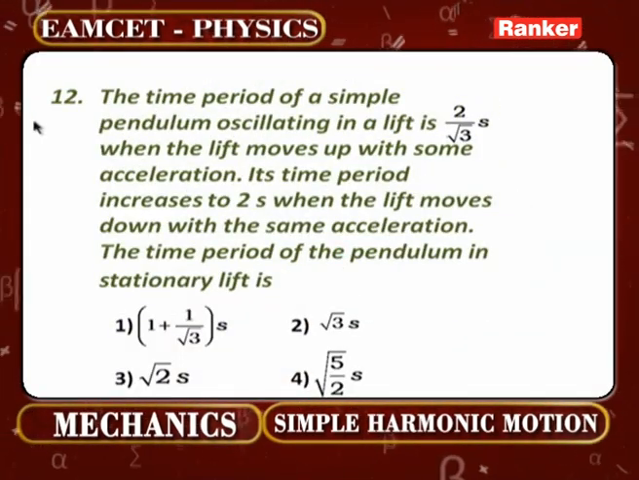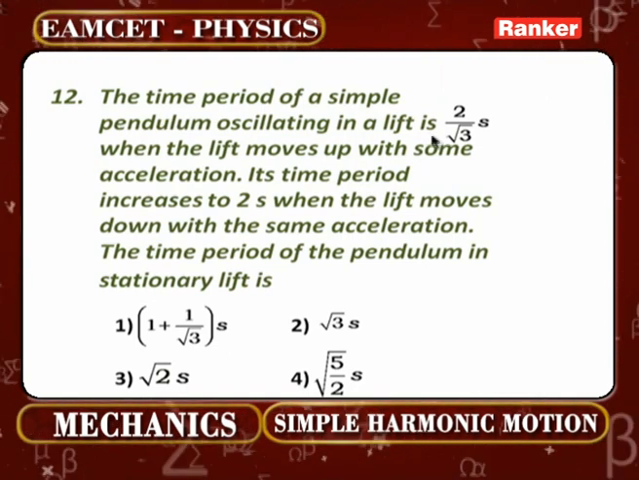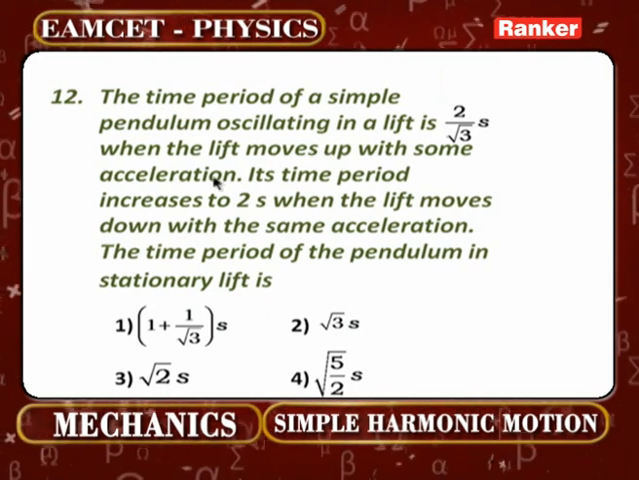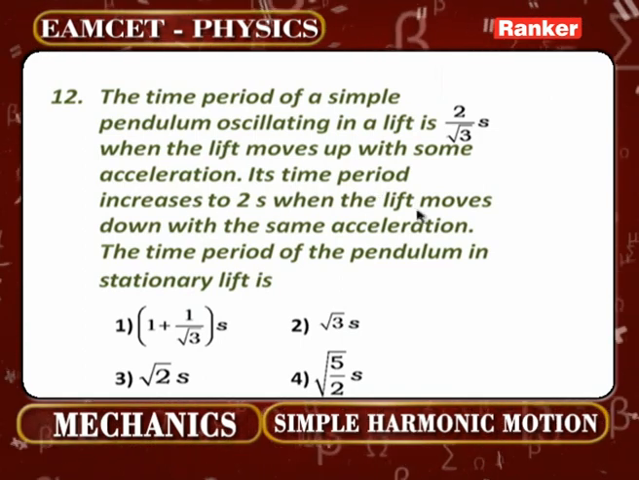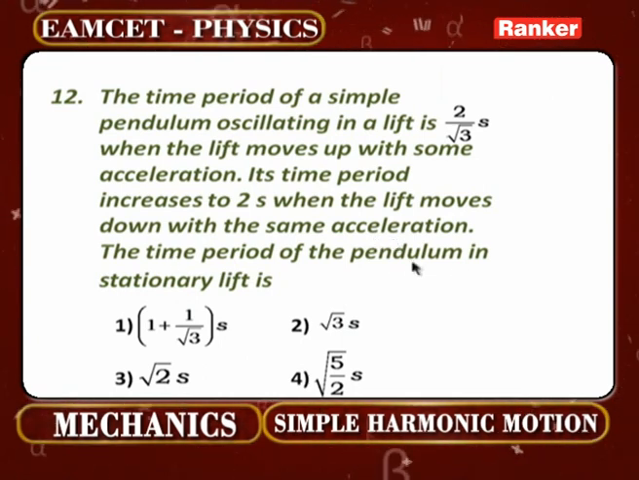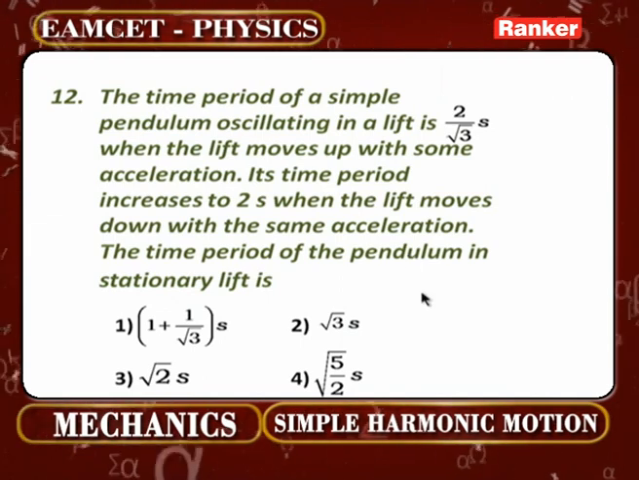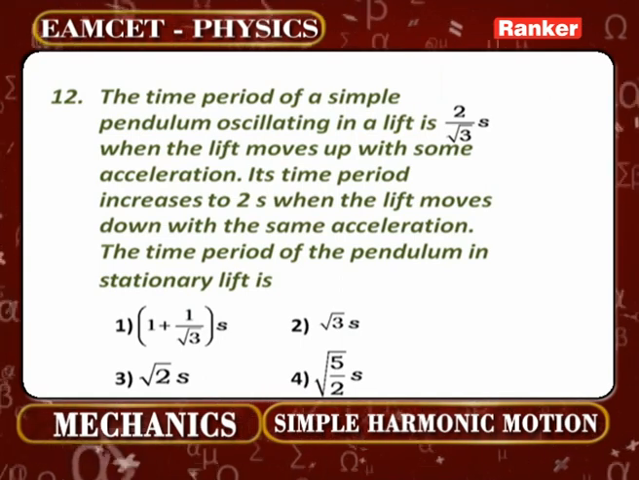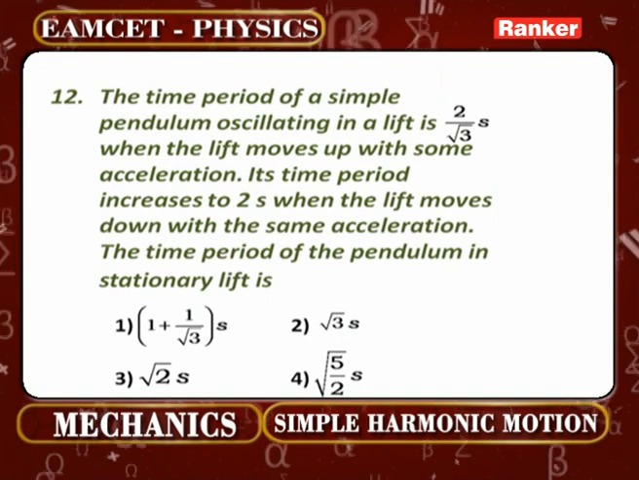Problem number 12. The time period of a simple pendulum oscillating in a lift is 2 by root 3 seconds. When the lift moves up with some acceleration, its time period increases to 2 seconds when the lift moves down with the same acceleration. The time period of the pendulum in a stationary lift is how much? Stationary lift means what? The body should not have any sort of acceleration. Only acceleration due to gravity is supposed to act on that particular pendulum.